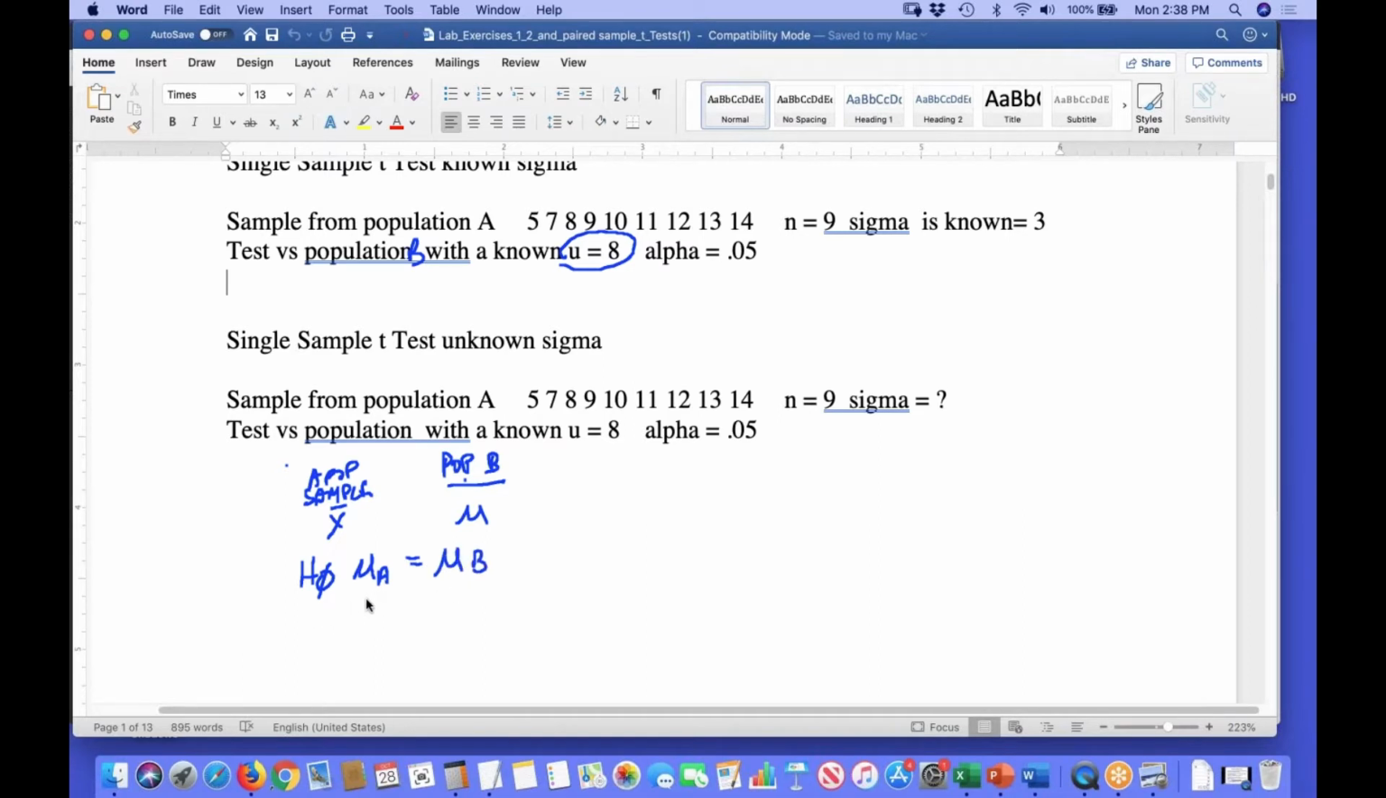Well, in this case, I know that the mean for population B is equal to 8, and the mean for population A, I don't know. I just have a sample, so I don't actually know that mean. Then I'm going to create an alternative hypothesis: that the mean for population A does not equal the mean for population B, that the means are different. So I'm going to put does not equal 8, because I know what the mean for population B is. Instead of putting mu, I'll just put the 8. So here's my null hypothesis, and here is my alternative hypothesis.